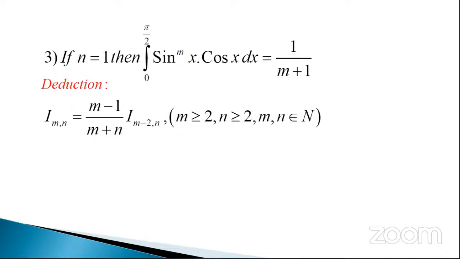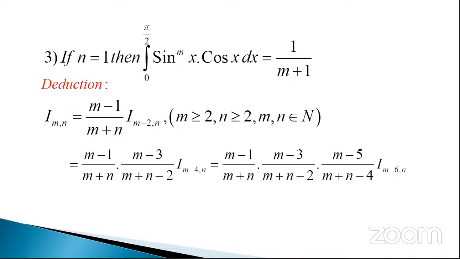Am I clear? I m minus 2 can be written as m minus 3 by m plus n minus 2, I m minus 4 comma n. Here m, subtracting only 1: m minus 2 minus 1, m minus 3. Again, now you can find the value of I m minus 4 comma n. It means m minus 1 by m plus n, m minus 3 by m plus n minus 2, m minus 5 by m plus n minus 4, I m minus 6 comma n.